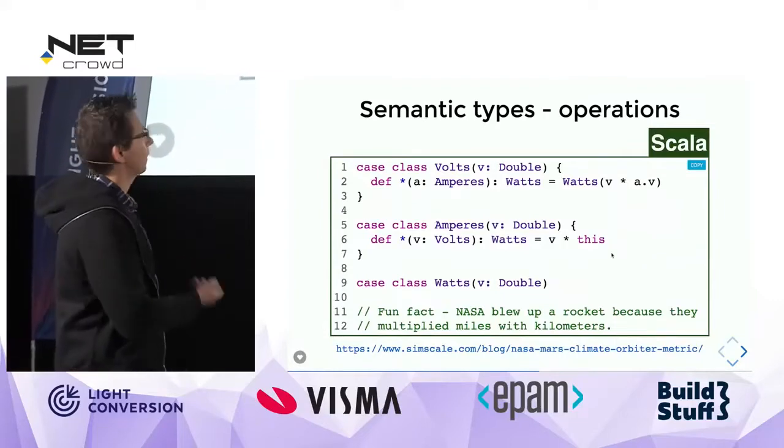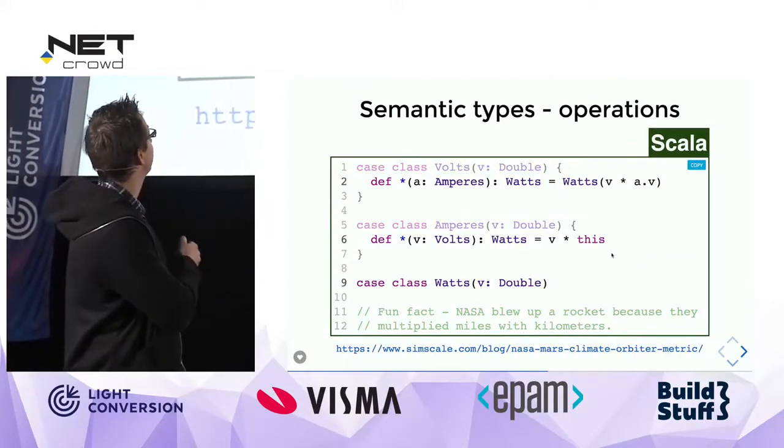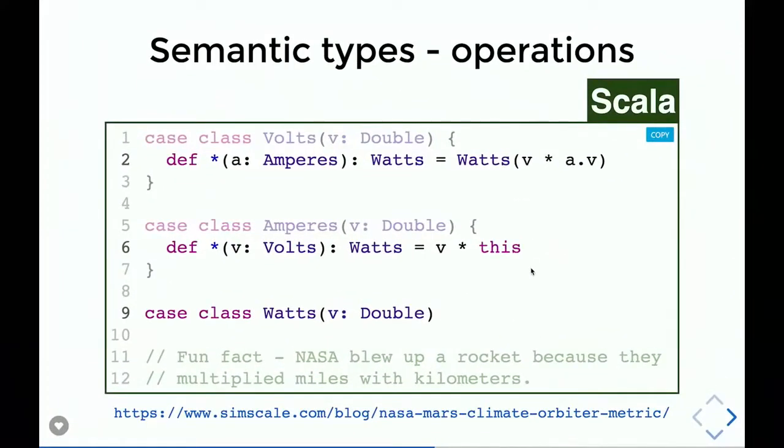And regarding the operations, we have volts, we have amperes, and we can define what multiplication means, instead of just having everything as a double.